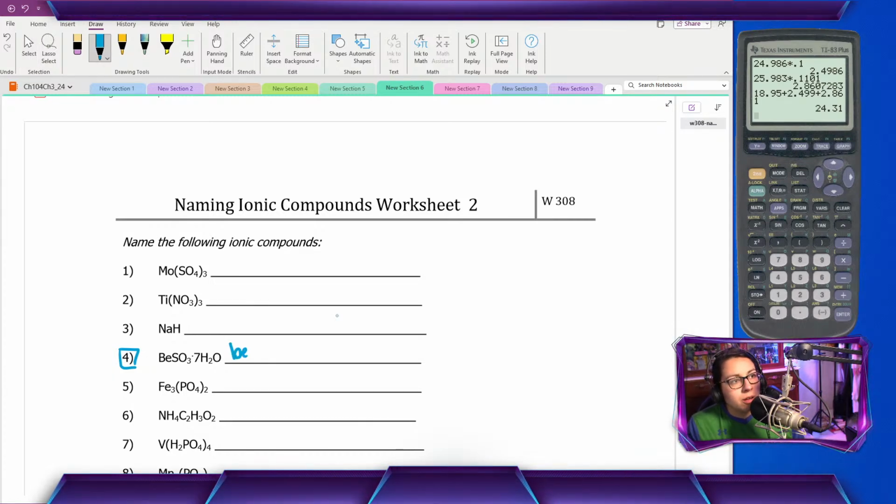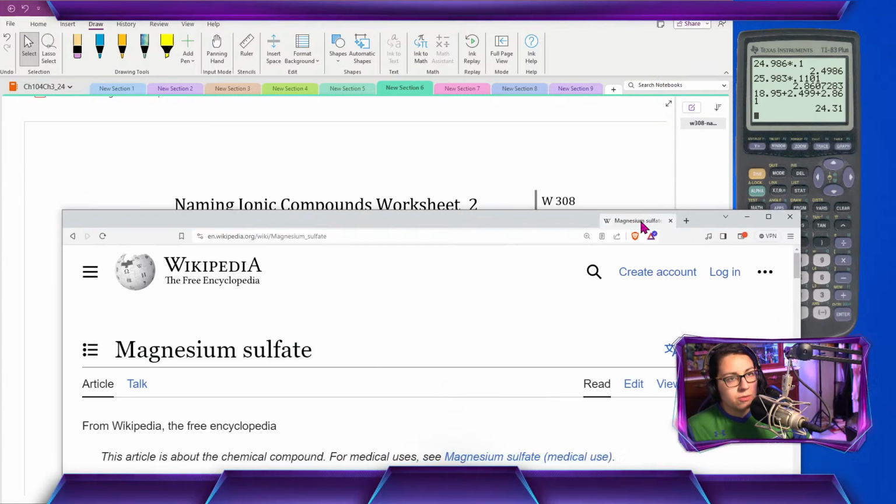So now we can write beryllium sulfite. Now, what do we do about this water thing? So I didn't explain this, we didn't cover it, but there are some compounds that are complex with water. And so let's look up some. Let's see if the Wikipedia page is useful.